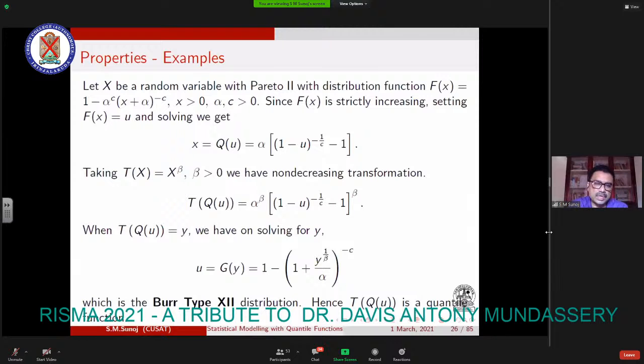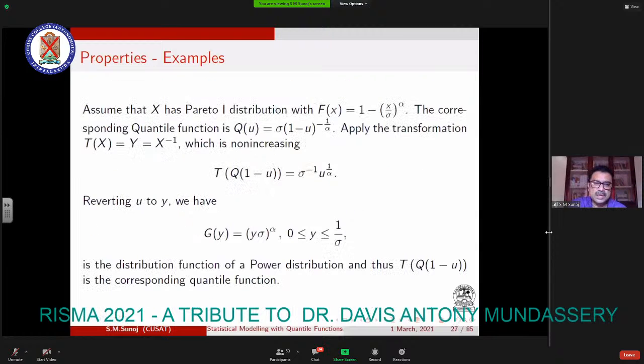When T(Q(U)) equals y, on solving for y, we have U equal to G(y), which is 1 minus (1 plus y raised to 1 by beta divided by alpha) all raised to minus the exponent. This is the Burr type dual distribution. Hence, T(Q(U)) is a quantile function. So by applying this transformation, you get another quantile function, which in this case is the Burr type dual distribution.